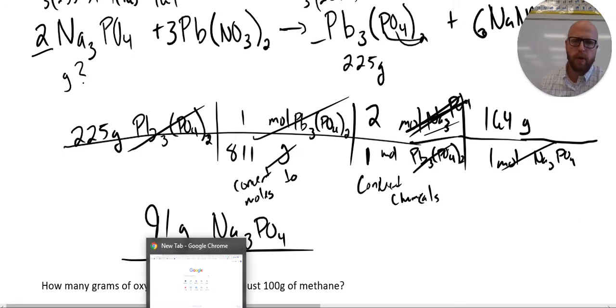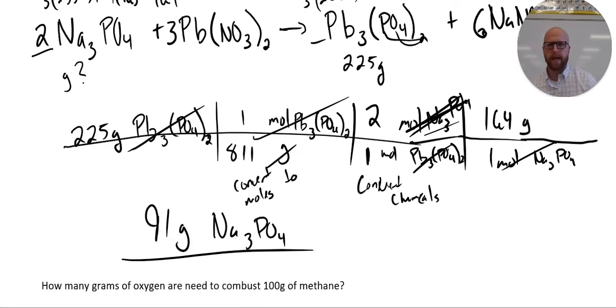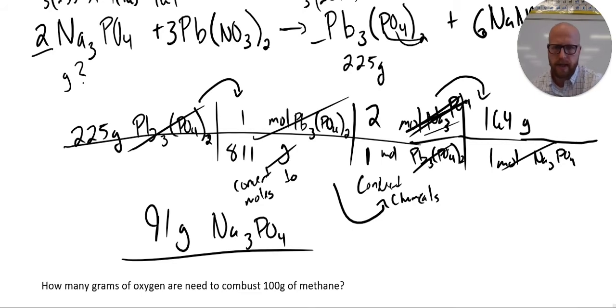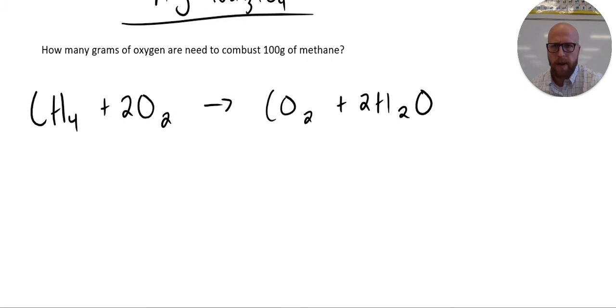Okay, let's do one more practice problem here. But again, here's our step. Convert to moles. Why? Because moles are the only way I can compare chemicals. Convert from one chemical to another chemical. Why? How? Through a balanced chemical reaction. Final, convert back to grams because I want the answer in grams. So let's take a look at this last problem right here. How many grams of oxygen are needed to combust 100 grams of methane?